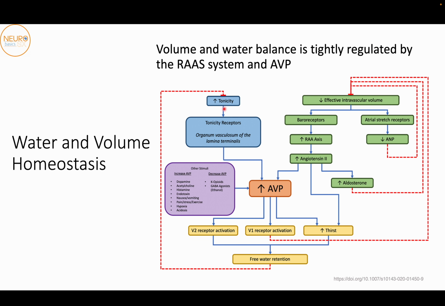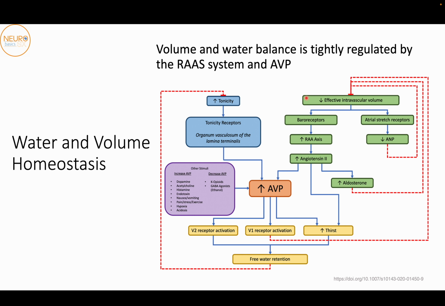So whenever there is an increase in tonicity, the receptors in the organum vasculosum or the lamina terminalis get activated and release arginine vasopressin. Arginine vasopressin has multiple receptors. The V2 receptor is present in the kidney, and that is what causes free water retention. V1 receptors are present in large arteries, and that is what causes vasoconstriction and will lead to reflex hypertension. Right, so these are the two main roles of AVP, but increased tonicity will also lead to increased thirst, which will lead you to drink free water and bring the tonicity back down.